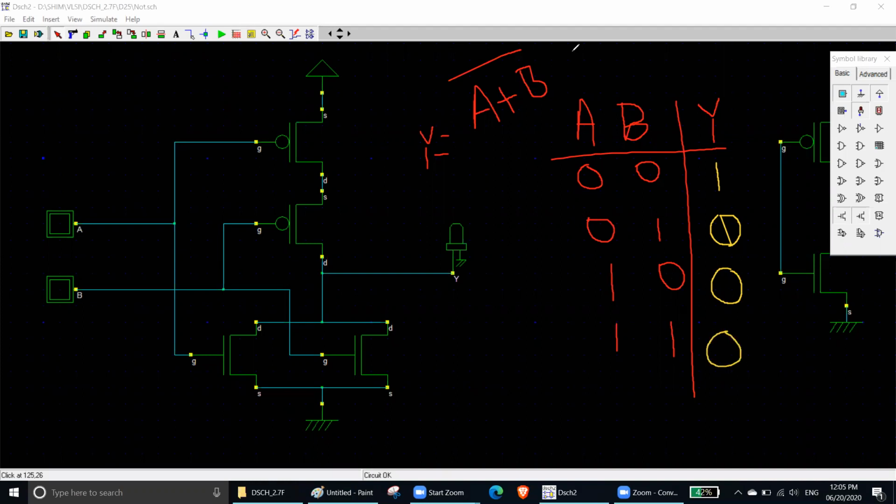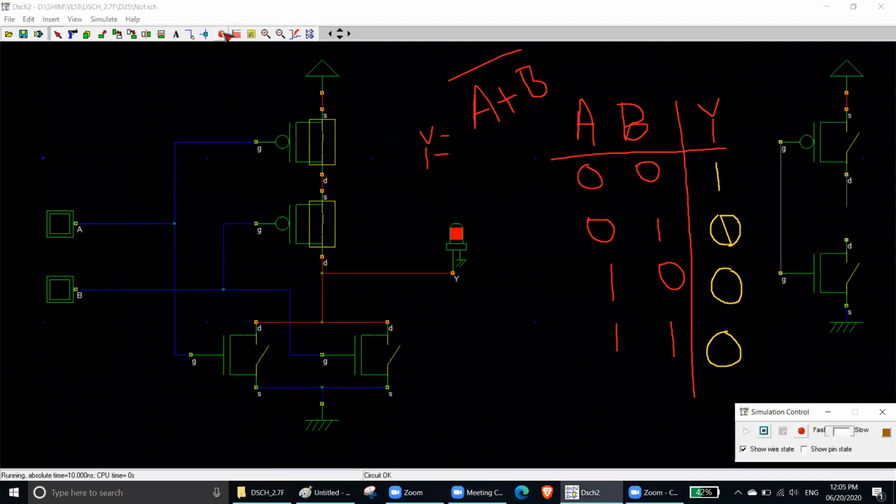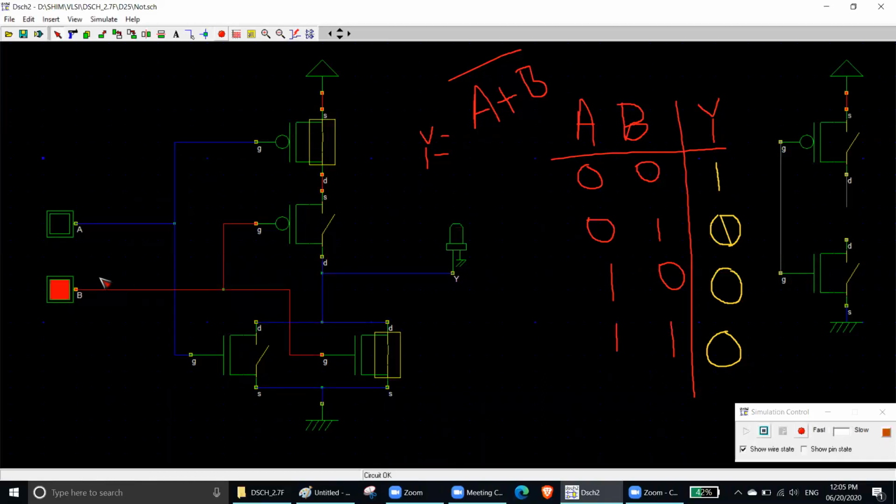So let's check whether we get the same thing or not. I'm going to switch it off, then run it. Now for 0, 0, you are getting 1. So obviously it is correct. For 0, 1, you are getting 0. Correct. For 1, 0, you are getting 0. That is also correct. For 1, 1, you are getting 0. So our truth table is correct, right? So our NOR gate is completed.